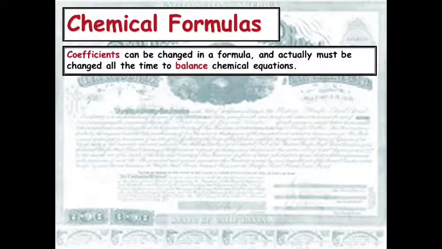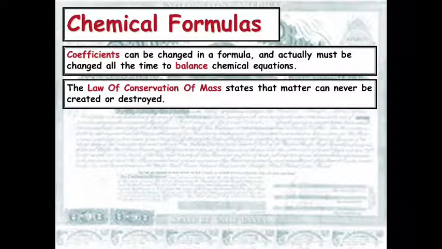Yay, notes. The coefficient, this is what we use to balance an equation. So coefficients are used to balance equations. The reason we balance an equation is the law of conservation of mass. This law states that atoms cannot be created, they cannot be destroyed in a chemical reaction.